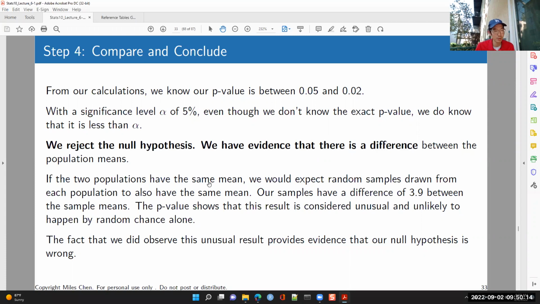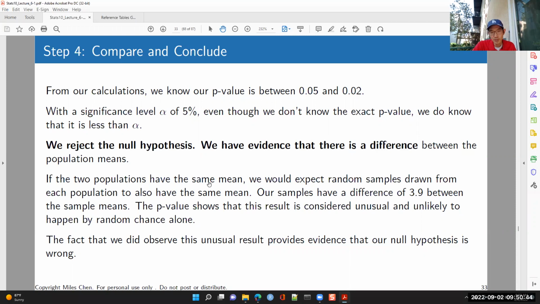And so the fact that we did get this result that is quote unquote unusual tells me that, you know what? The reason why I'm getting this difference of 3.9 isn't that I just got this lucky random fluke, but rather there actually is a difference in the abilities of young adults and seniors. And that's why I'm observing this difference of 3.9. There's actually a difference in abilities.